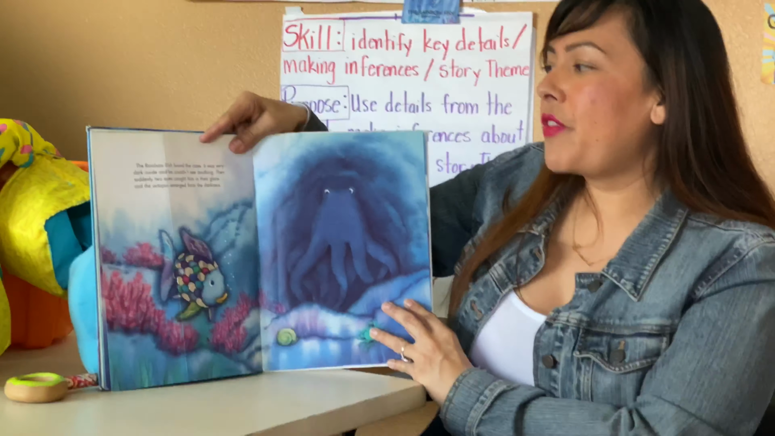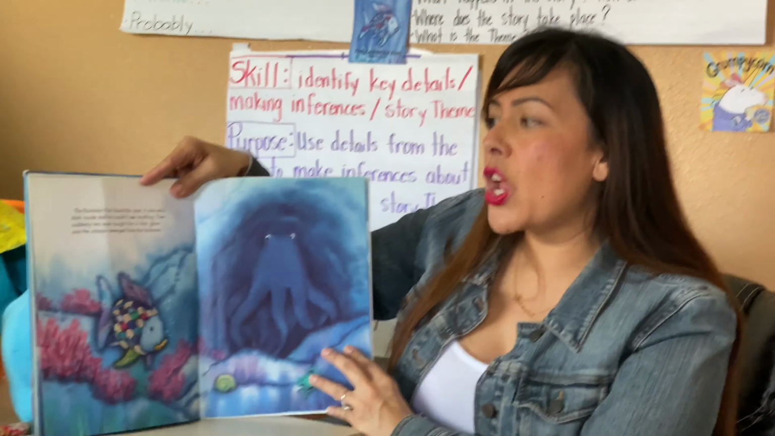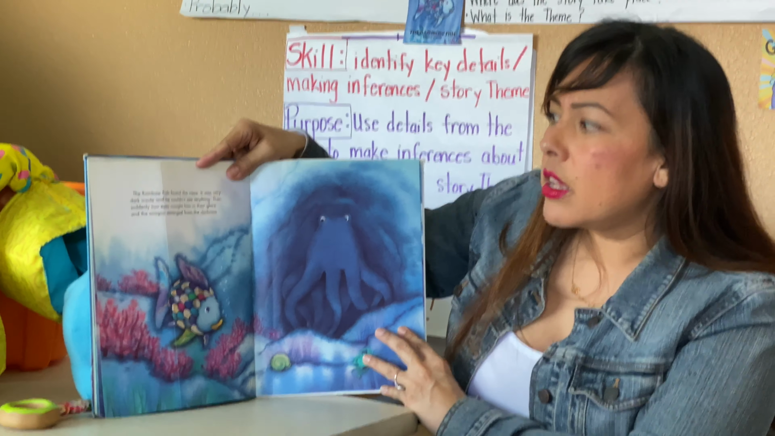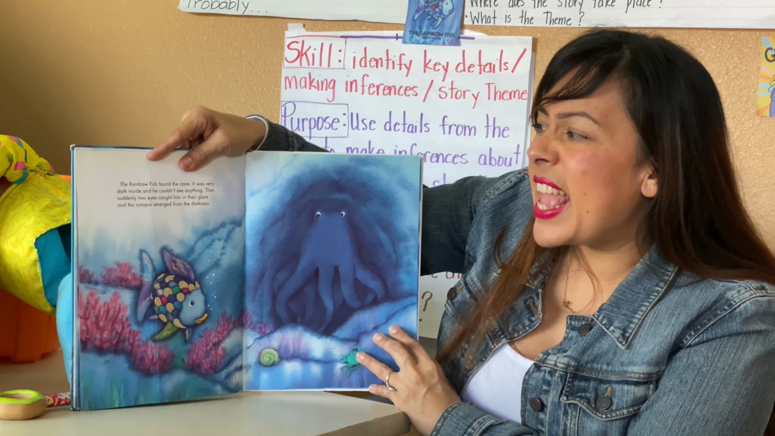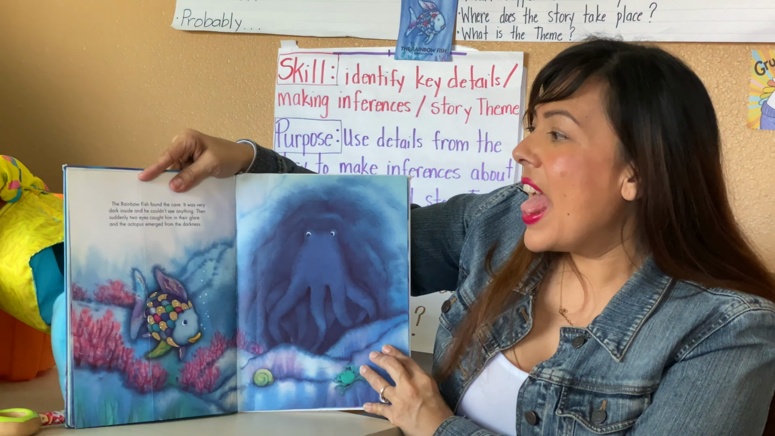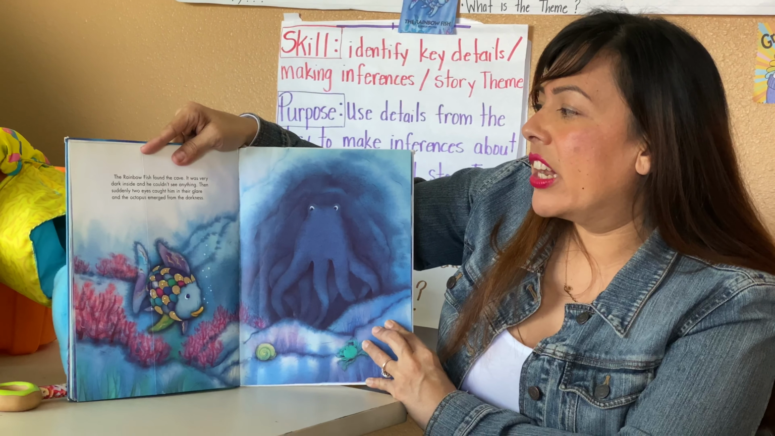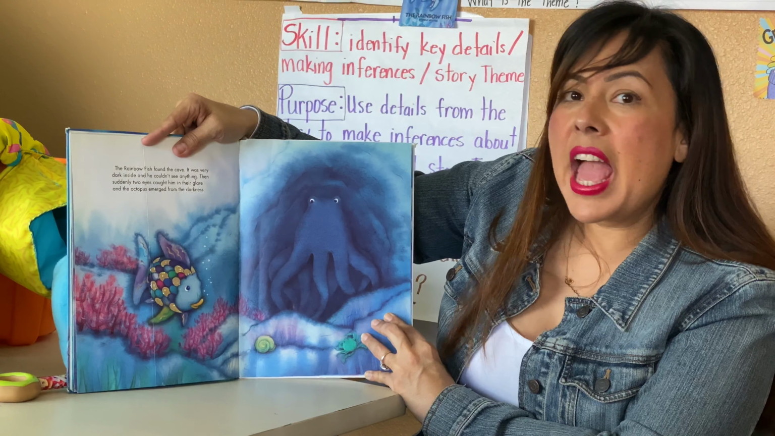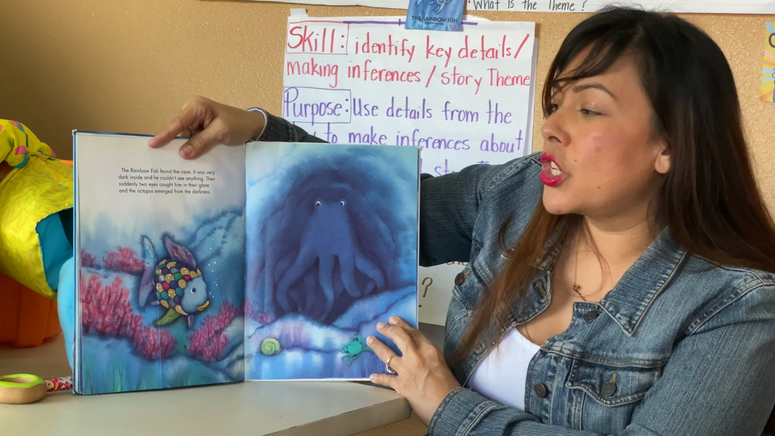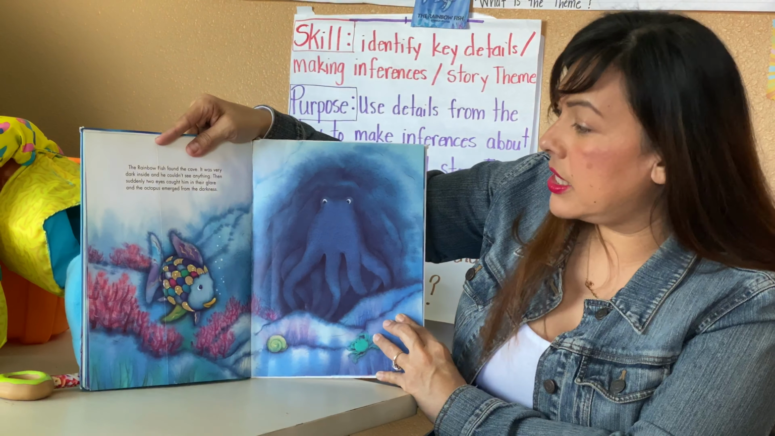The rainbow fish found the cave. It was very dark inside, and he couldn't see anything. Then suddenly 2 eyes caught him in their glare, and the octopus emerged from the darkness.